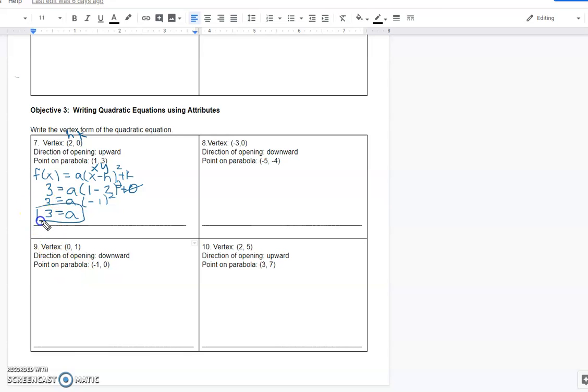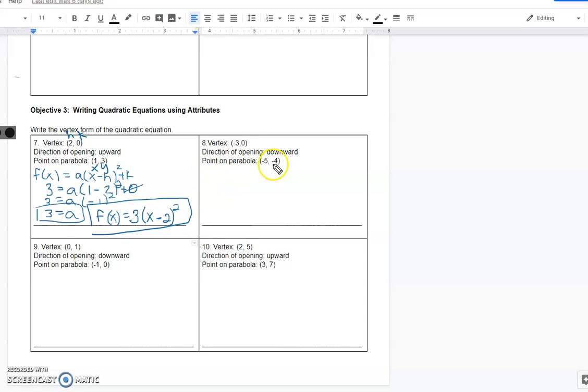Okay, so now that I have that, I can write my equation. F of x equals a, which is now 3, times x minus h, which is 2, squared, and then I have a 0 here. So if I write plus 0, anything plus 0 is 0 anyway, so I don't really need to write that piece. So my final equation becomes f of x is equal to 3 times x minus 2 squared.